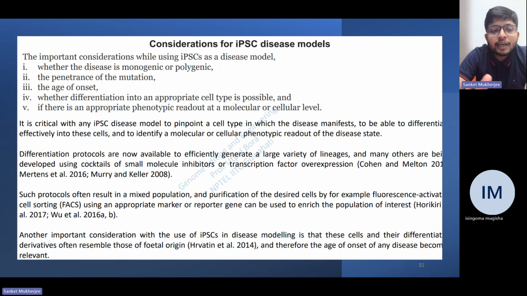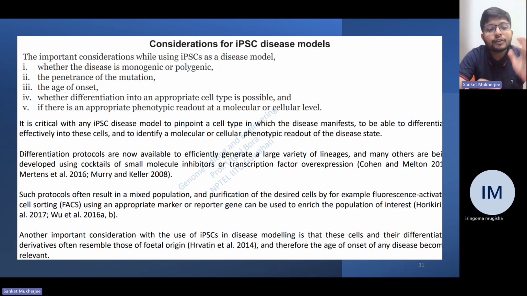It is critical, with any iPSC disease model, to pinpoint a cell type in which the disease manifests, to be able to differentiate effectively into those kinds of cells, and to identify a molecular or cellular phenotypic readout of the disease state. Differentiation protocols are now available to efficiently generate a large variety of lineages, and many others are being developed by using cocktails of small molecule inhibitors or transcription factor overexpression.